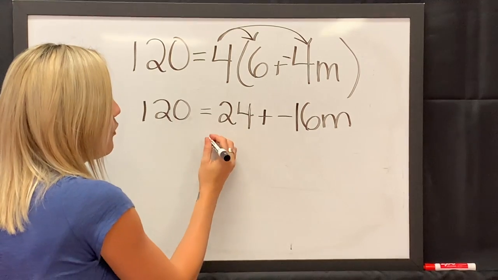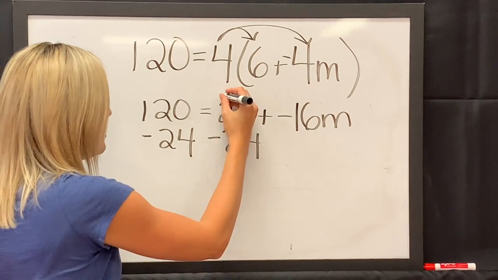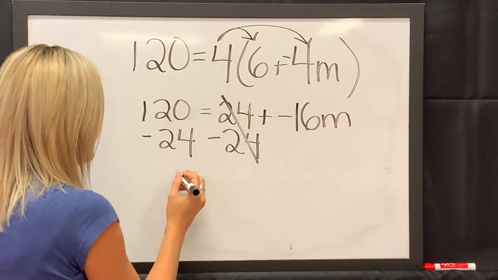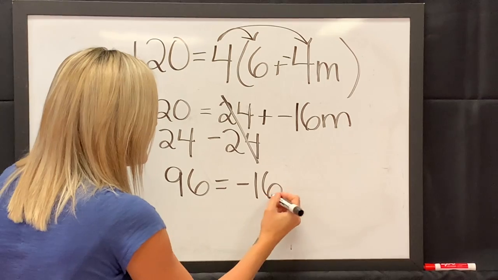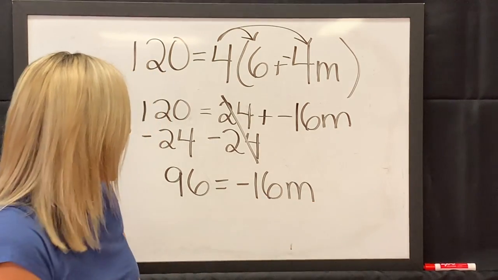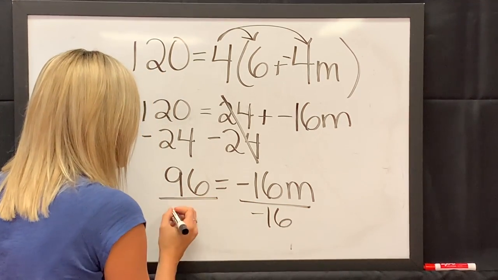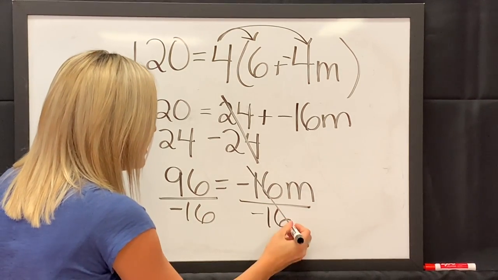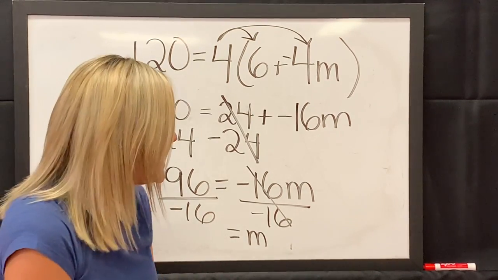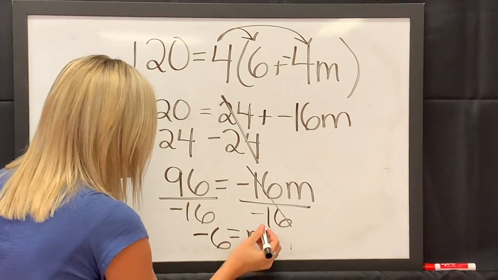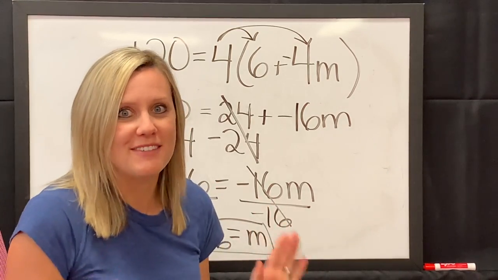Okay, I just need to get rid of this -16 and this 24. I'm going to get rid of the 24 first by subtracting. These will cancel, and I will be left with 96 on this side, and then equals -16m. Okay, my last step is to divide by -16. Divide by -16, these will cancel, and I will be left with 96 divided by -16, which is going to give me -6. M equals -6. Don't forget, a positive divided by a negative always gives you a negative.